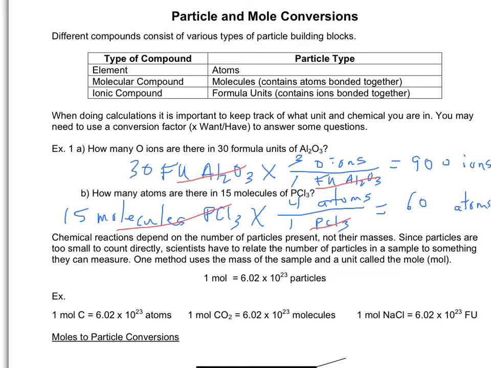On the other hand, if you have 1 mole of carbon dioxide, you will have 6.02 times 10 to the 23rd molecules, because remember, CO2 is a molecular compound and its particle name is a molecule. If you're dealing with an ionic compound, such as NaCl, 1 mole will have 6.02 times 10 to the 23 formula units contained in it. Let's look now at how to convert the number of particles into moles and vice versa.